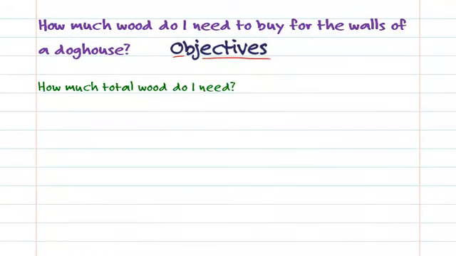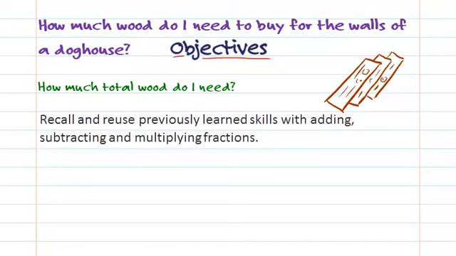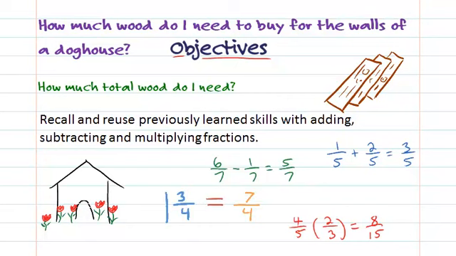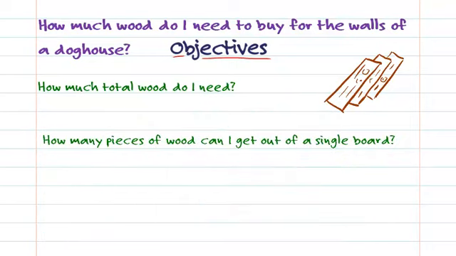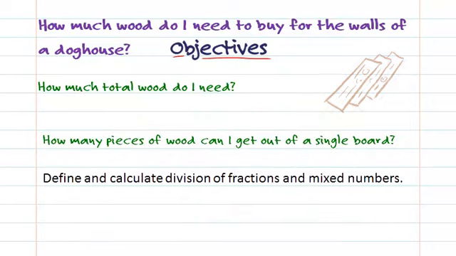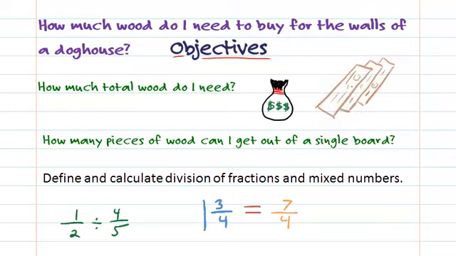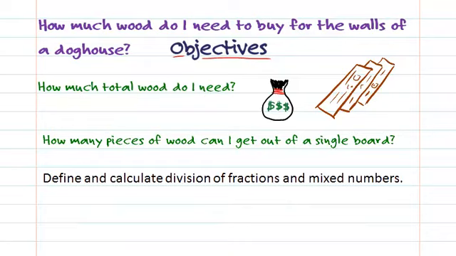These are some tools to help us answer our question. First, how much total wood do I need? We need to recall how to add, subtract, and multiply fractions so that we can determine the amount of wood we will need since we will not always have whole number measurements, and we have to remember to make a door. Our second question is how many pieces of wood do I get out of a single board? We need to divide using fractions and mixed numbers so that we can buy the right amount of wood and not spend too much money or waste money by buying too much wood.